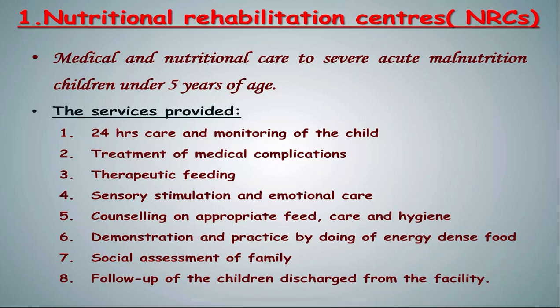The nutritional rehabilitation centers. So we see that we are improving child care practices and child nutrition with the establishment of nutritional rehab centers. Severe acute malnutrition: children under 5 years of age are taken care of under this. Medical and nutritional care is provided. Along with the medicines, nutritional care is provided to the severely acutely malnourished children under 5 years of age. The services provided are as follows: 24 hours care and monitoring of the child.